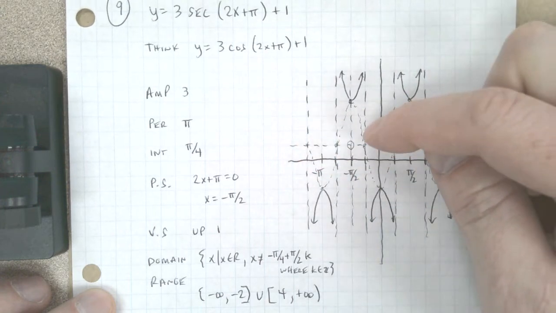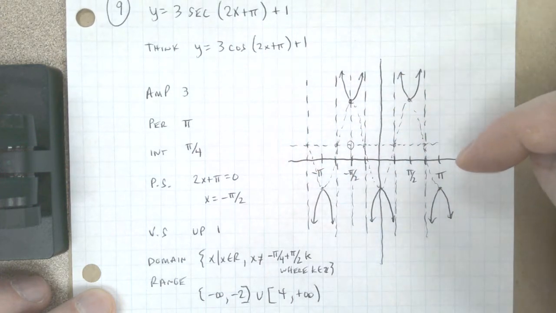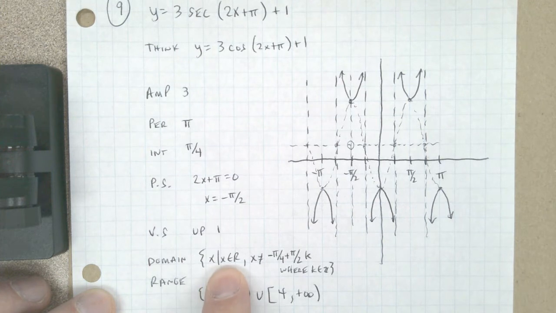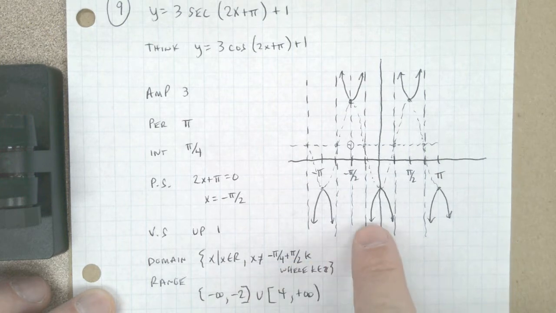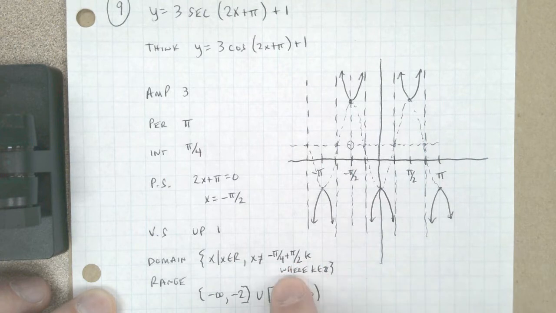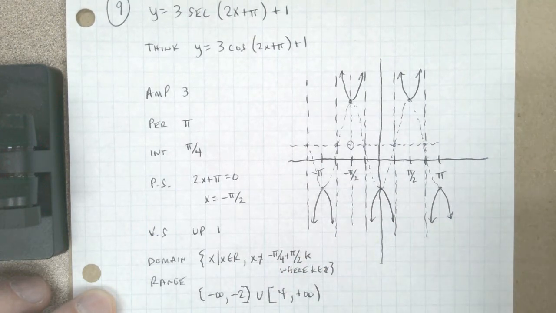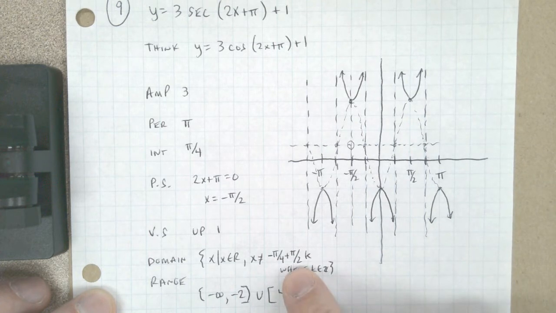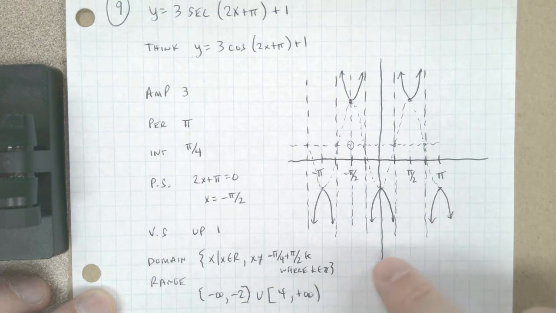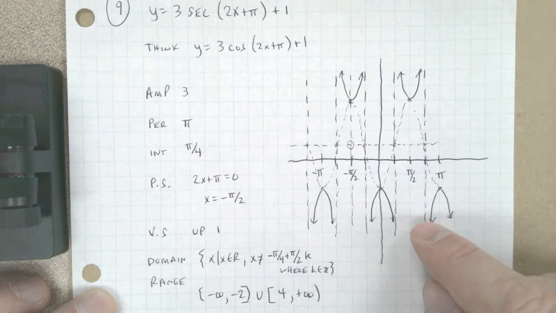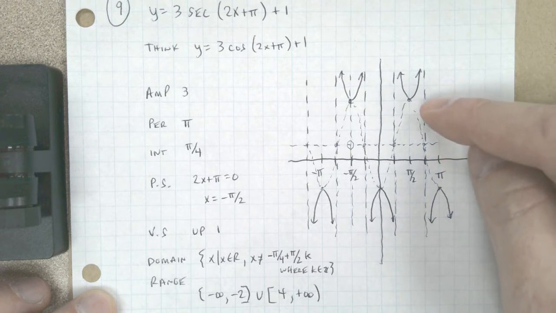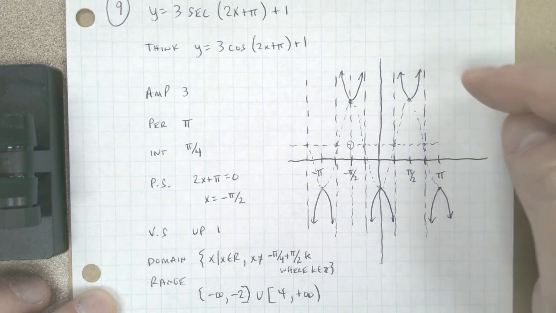Again, all the places where it crosses the midline, we're going to have asymptotes, which makes the domain for all x such that x is an element of the real numbers. x cannot be equal to, I picked negative pi fourths, which was right here, plus pi halves, that's the distance between each set of asymptotes, and plus, as I said, pi halves k. So k is an element of the integers. The range goes from negative infinity all the way up to negative 2, and then we pick back up as a union all the way back up here at 4, going to positive infinity.